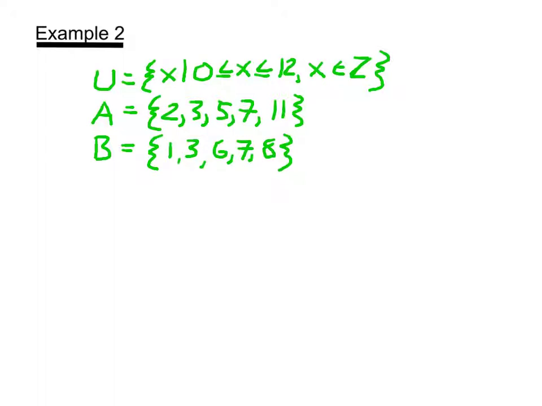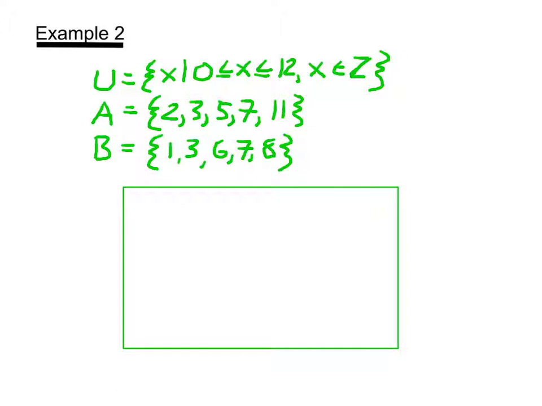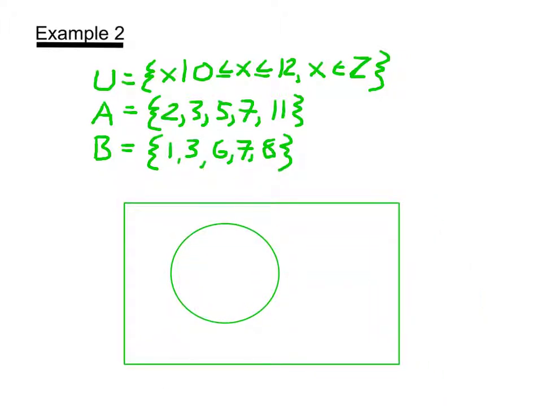Okay, let's look at one more example problem really quickly. We have the universal set U, and we have sets A and B, and we want to represent them on a Venn diagram. So the first thing that we notice is that set U consists of all the integers between 0 and 12, including 0 and 12. We also notice that sets A and B share a few numbers, 3 and 7. So we need to draw two circles that overlap because they share some elements.